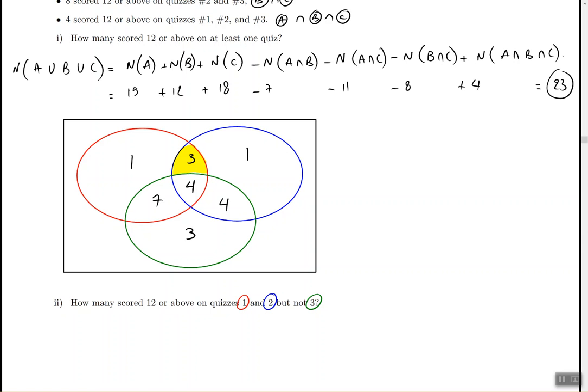So why am I not calculating this guy and this guy on the sides? Well, the one that we have right there is a person that scored 12 or higher on quiz 1, but not on quiz 2, so he doesn't count. Same thing with the one on this side. What about the 7 and the 4? Why am I not counting those? Well, again, the 7 is a person that scored 12 or higher on quiz 1 and quiz 3, and we don't want that. We want quiz 1 and 2, but not 3. So the total that we're looking for is 3 people. So the number of people is 3.